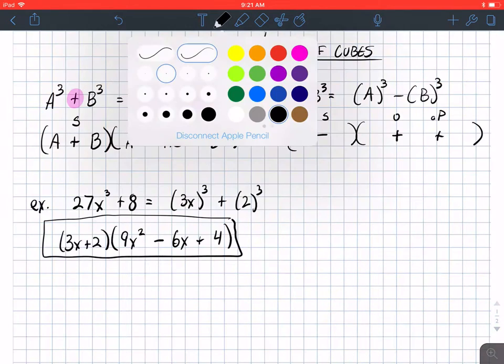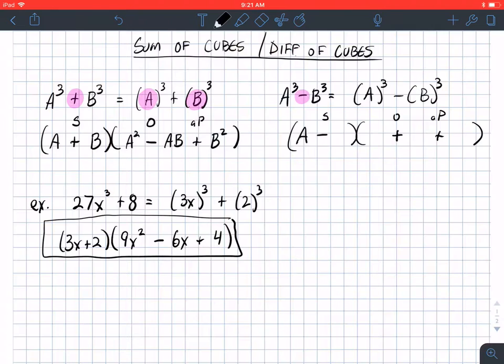So then I'm going to take one from each, a and b. So I subtract the two, then I square the first one, then I multiply the two, then I square the second one. So that's our formula for this one.